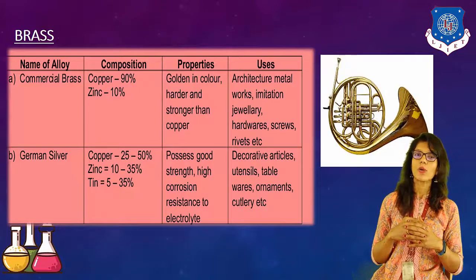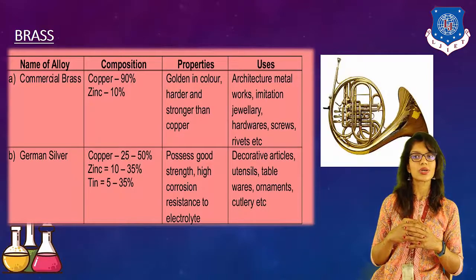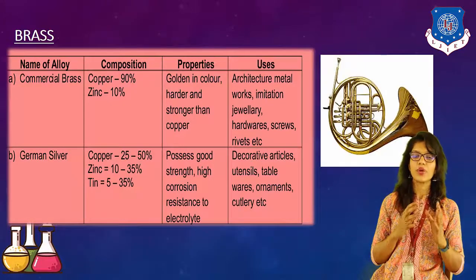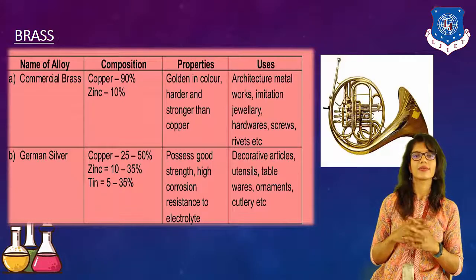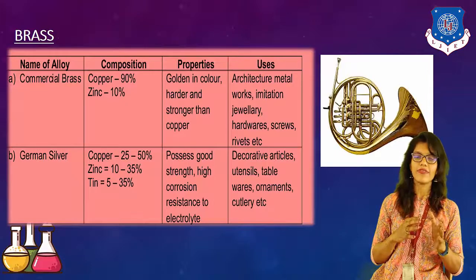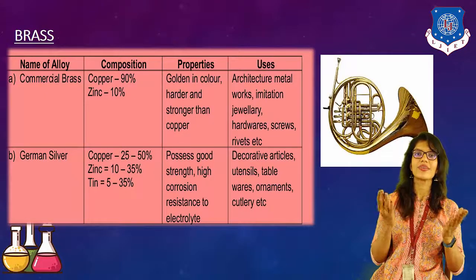Now, let's talk about German silver. What is the composition of German silver? German silver contains 25 to 50% of copper. It contains 10 to 35% of zinc. It contains 5 to 35% of tin. Now, let's talk about the properties. They possess very good strength and high corrosion resistance against different kinds of electrolytes. That's why it is widely used in manufacturing dinner sets.